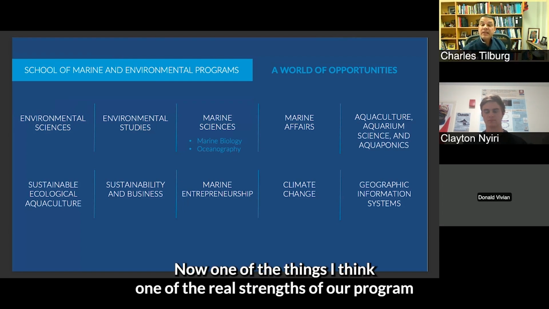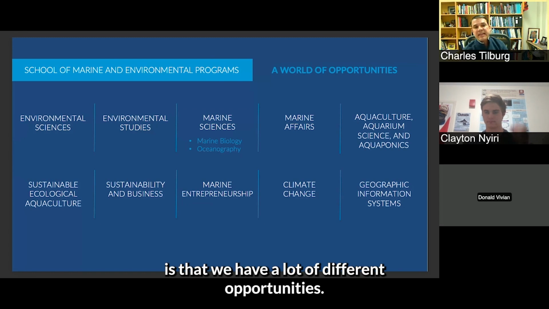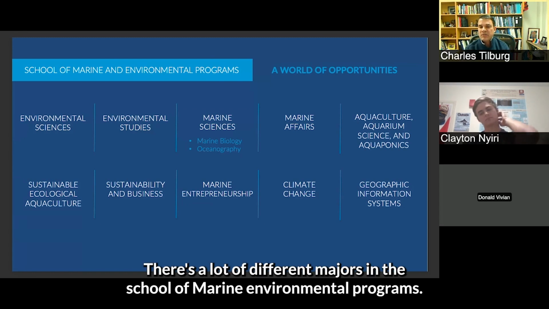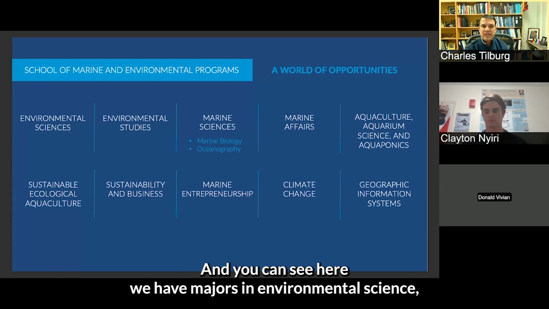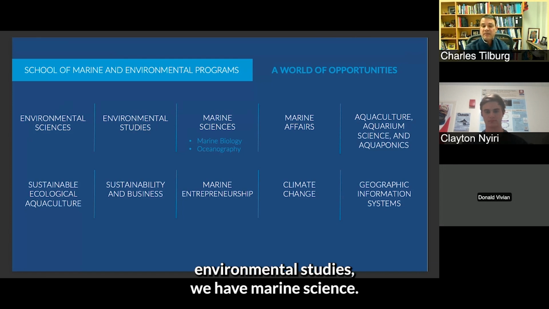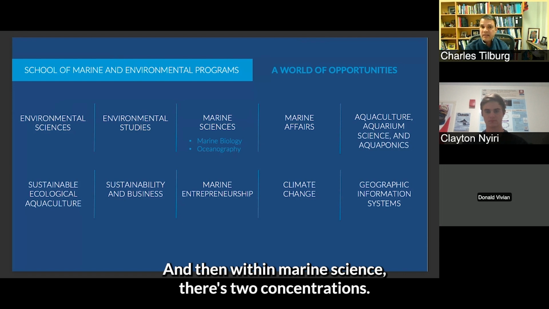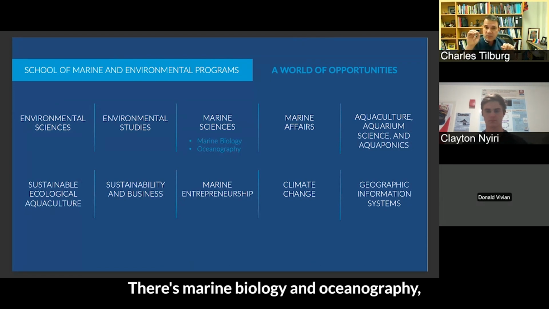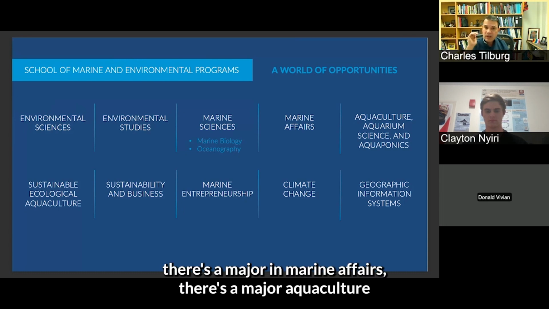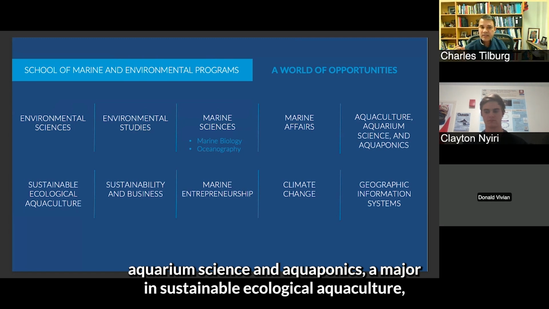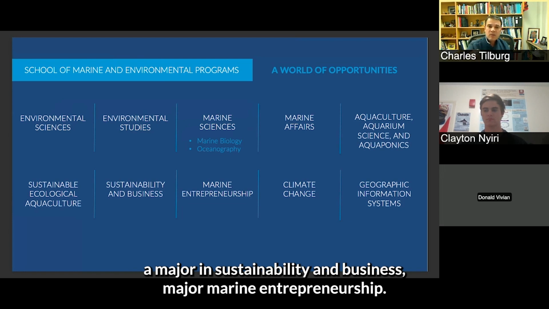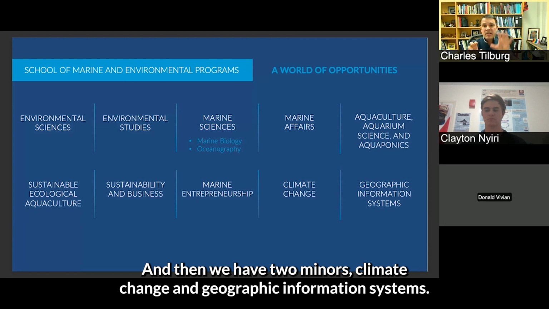Now, one of the things, I think one of the real strengths of our program is that we have a lot of different opportunities. There's a lot of different majors in the School of Marine Environmental Programs. And you can see here, we have majors in environmental science, environmental studies, we have marine science, and then within marine science, there's two concentrations. There's marine biology and oceanography. There's a major in marine affairs. There's a major in aquaculture, aquarium science, and aquaponics, a major in sustainable ecological aquaculture, major in sustainability and business, major in marine entrepreneurship, and then we have two minors in climate change and geographic information systems.